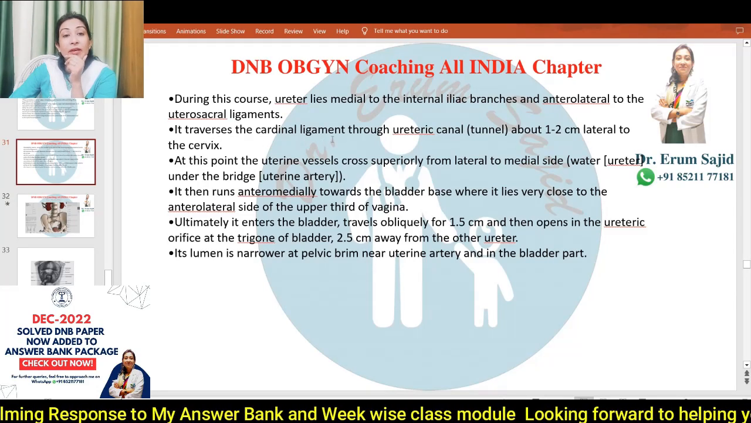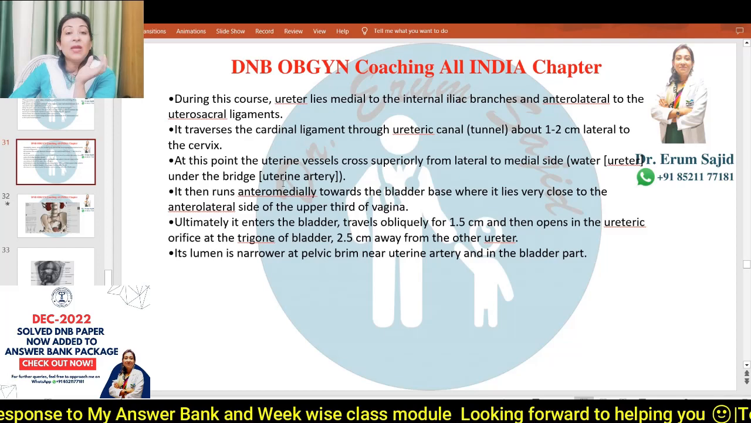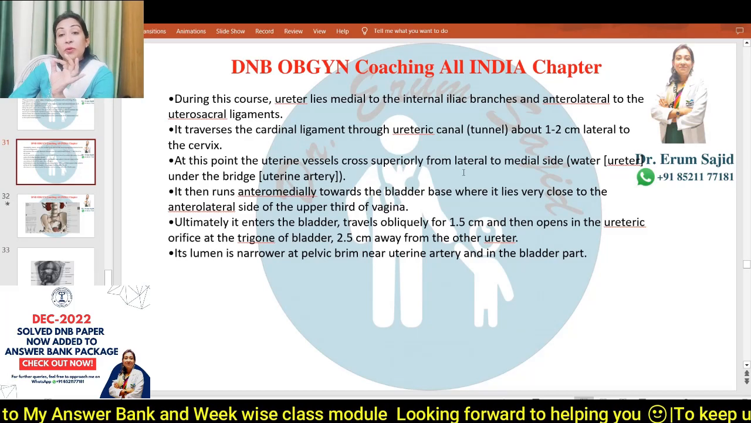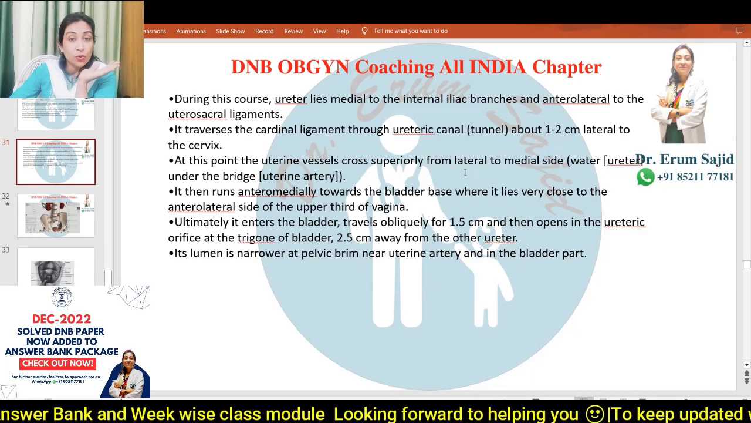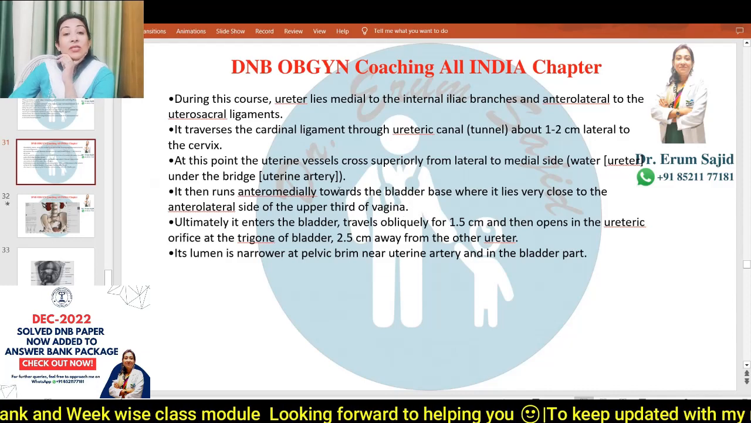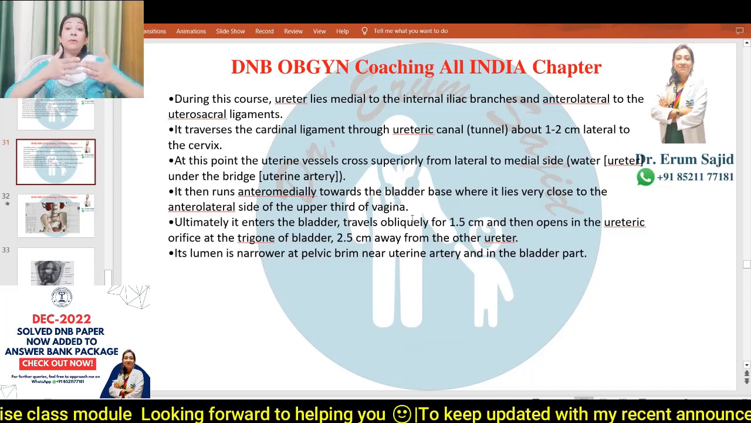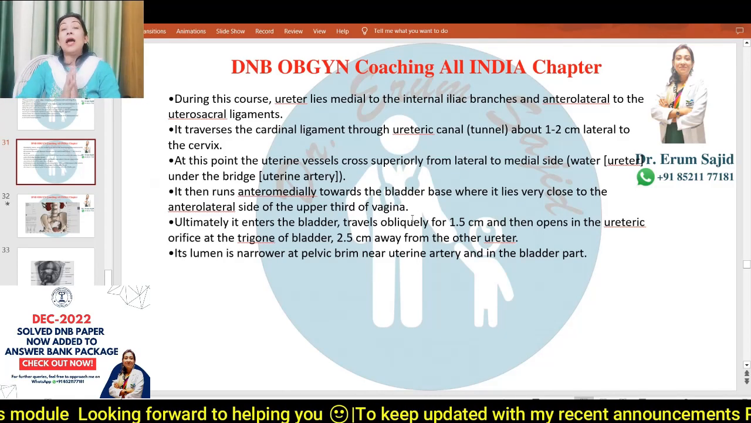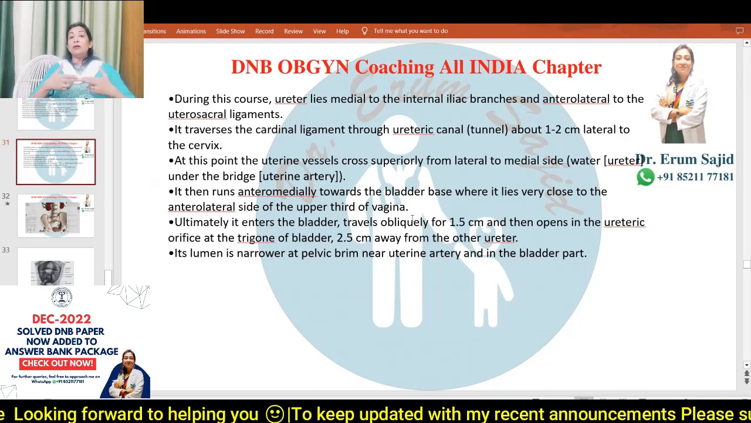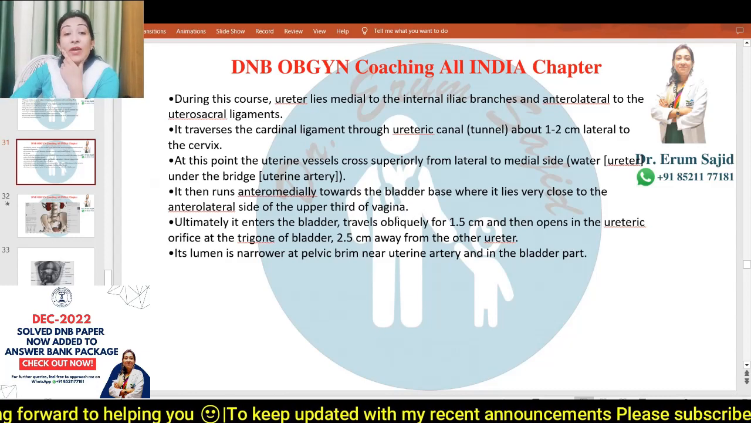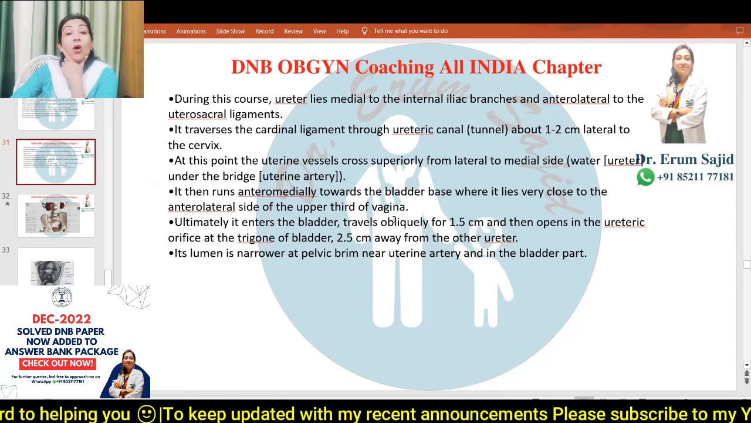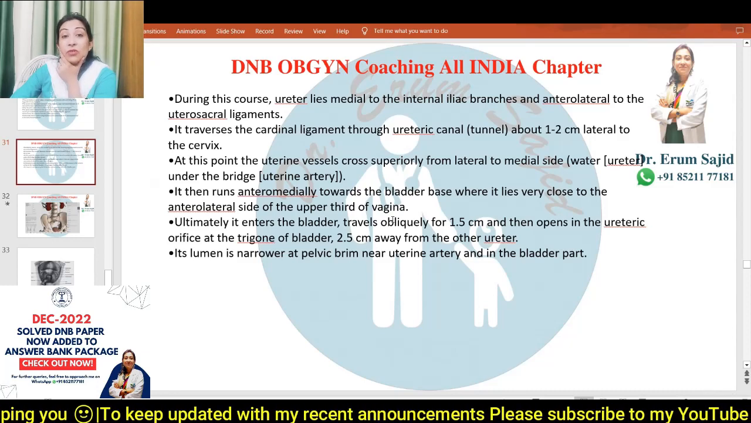So at this point, it traverses the cardinal ligament through the ureteric tunnel. At this point, the uterine vessels also cross superiorly from lateral to medial side. I'll just show you through a beautiful diagram. It then runs anteromedially towards the bladder base. So it goes more anterior and more medial to the bladder base. I told you in the last lecture how they enter the two ureteric orifices. Very close to the anterolateral side of the upper third of the vagina.